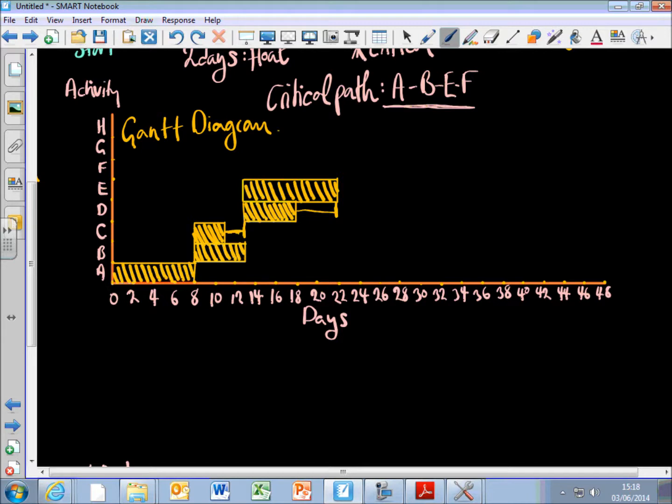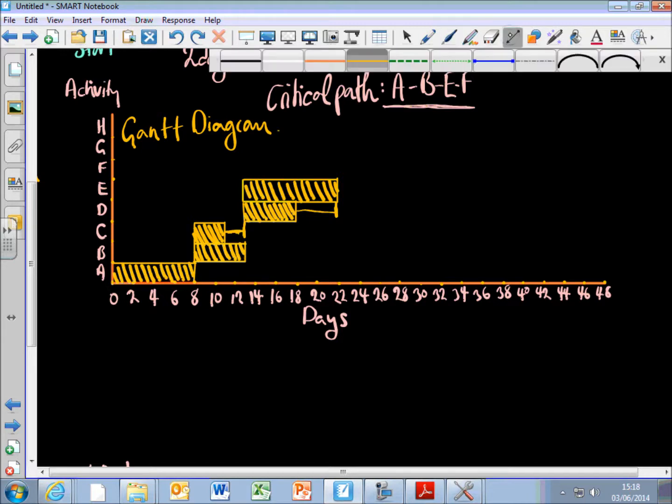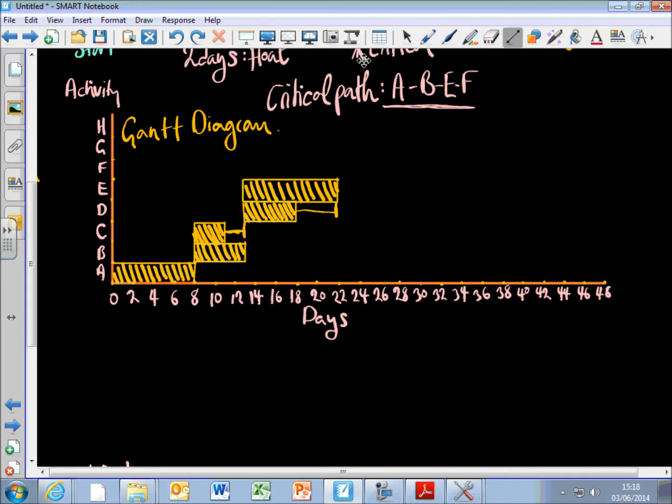And then finally activity F takes the whole 8 days up to day 30. So it starts on day 22 and takes the whole time up to day 30. So about there.